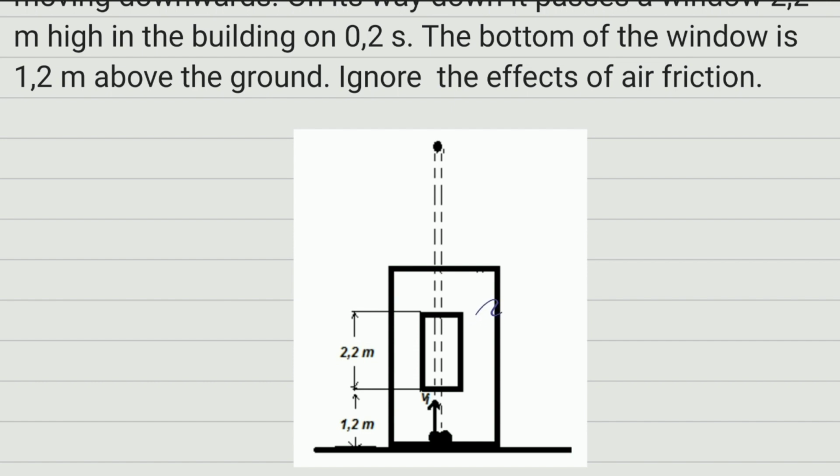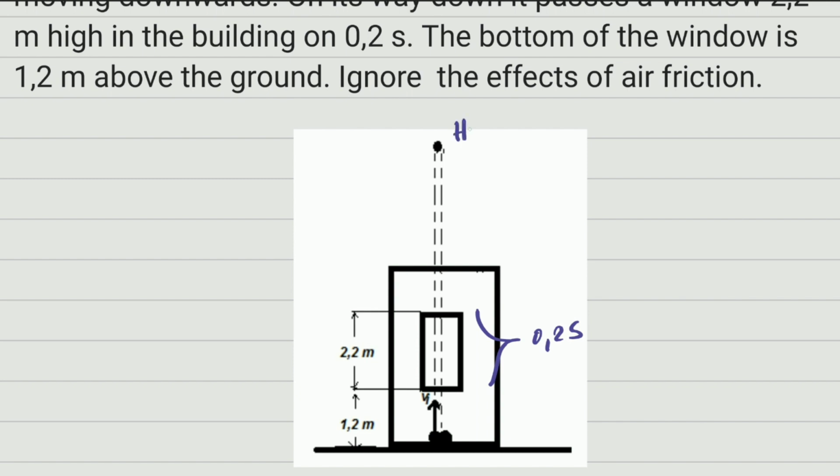So let's quickly write that one. The time to go past that window, from there to there, this distance here, was 0.2 seconds. The bottom of the window is 1.2 meters above the ground. Ignore the effect of friction. Now this question may be a little bit tricky. However, let's write a few things here.